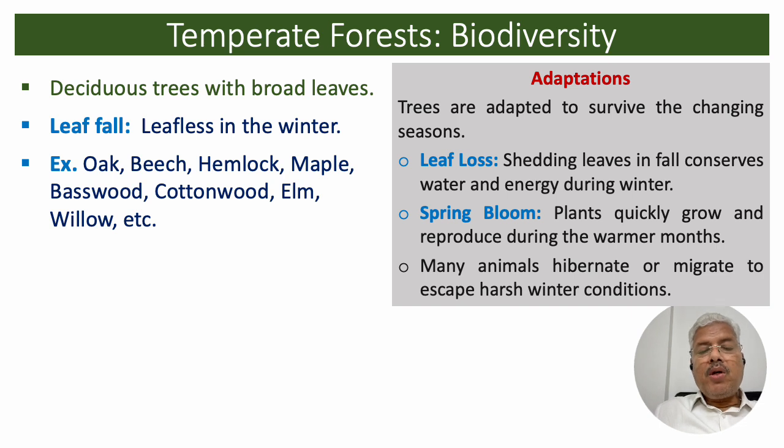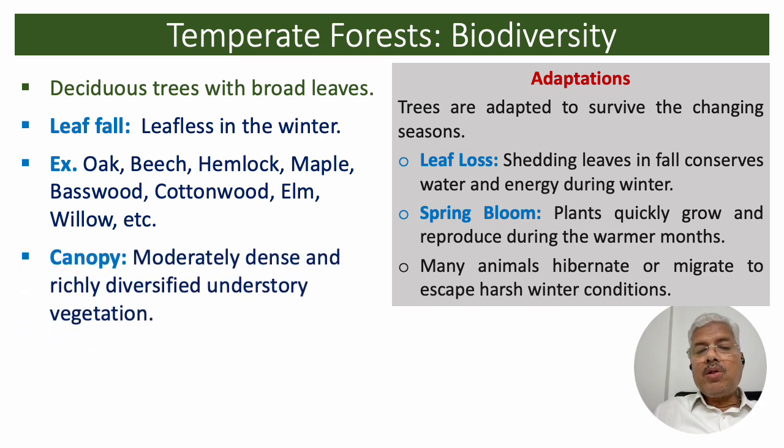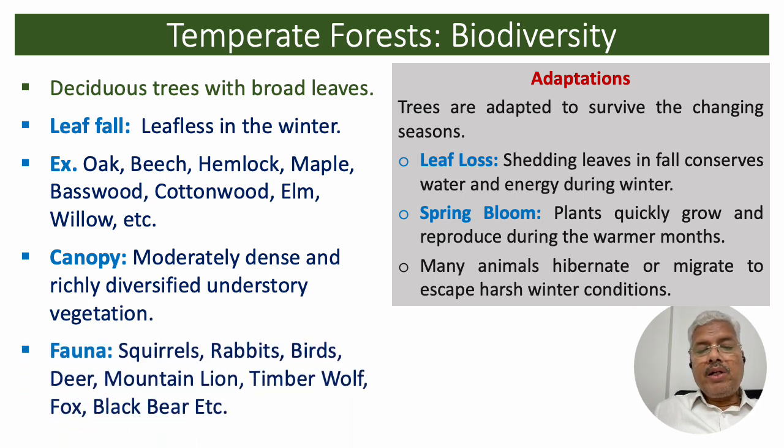The canopy is moderately dense and allows light to penetrate, resulting in well-developed and richly diversified understory vegetation and stratification of the animals. The fauna is represented by squirrels, rabbits, birds, deer, mountain lion, timber wolf, fox, etc.